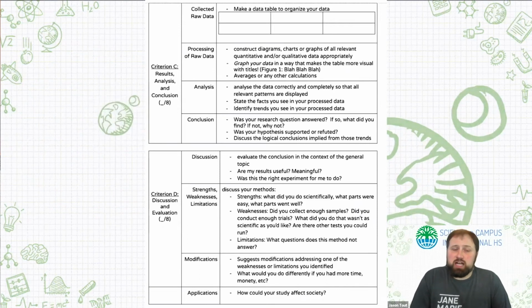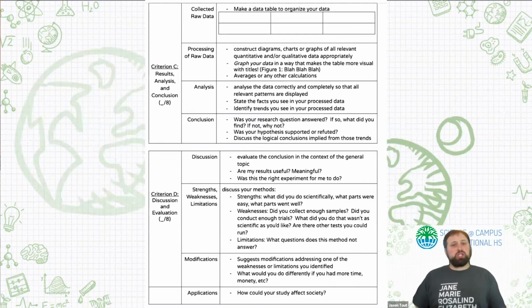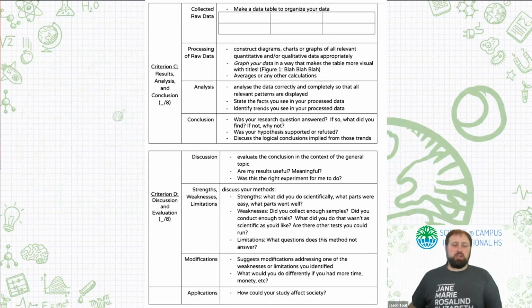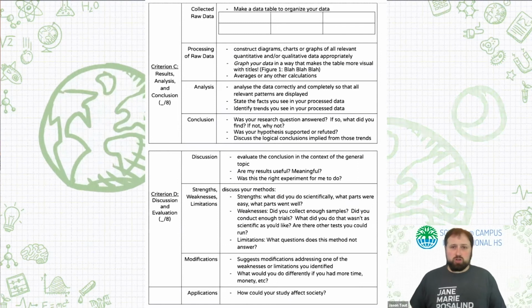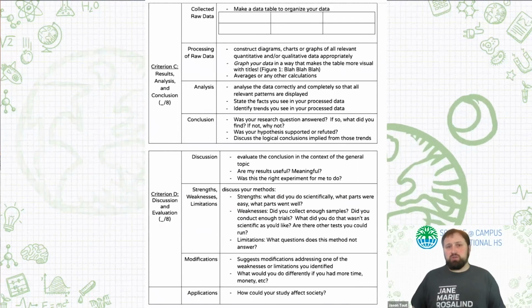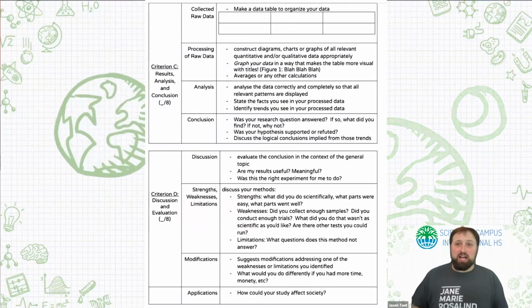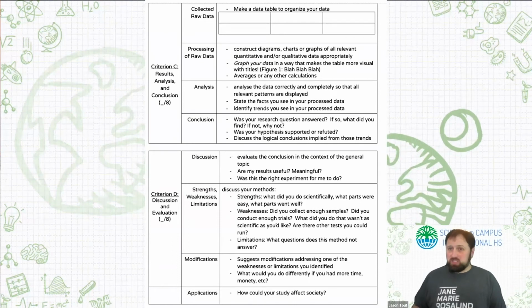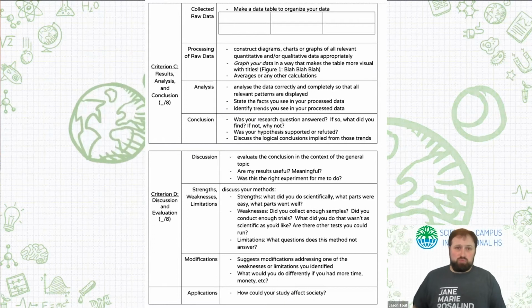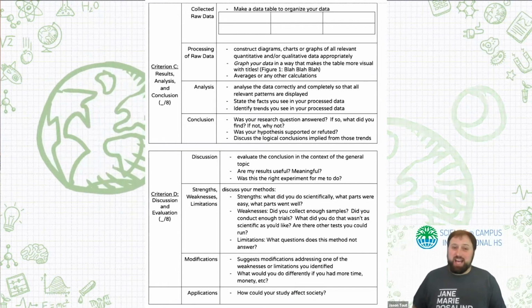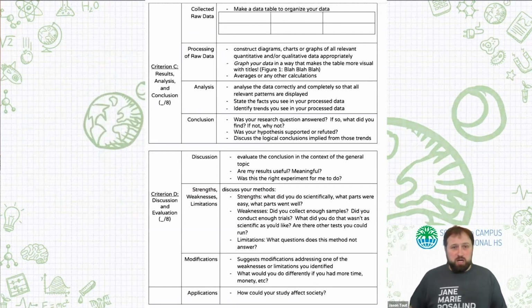The difference between your analysis and your conclusion is that your analysis is very factual. Your conclusion is what can you draw from it? You're allowed to start reading between the lines here. Did you answer your research question? And if so, what did you find? If not, why not? An important note, a lot of failed experiments are some of the best experiments I've ever seen. And if you did not get meaningful results, you can and probably will still get an A as long as you attempt each section. So don't be afraid if your experiment's a total flop.